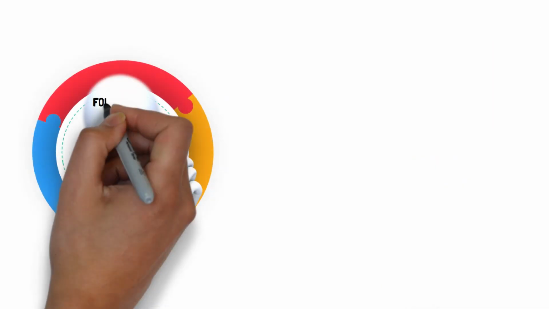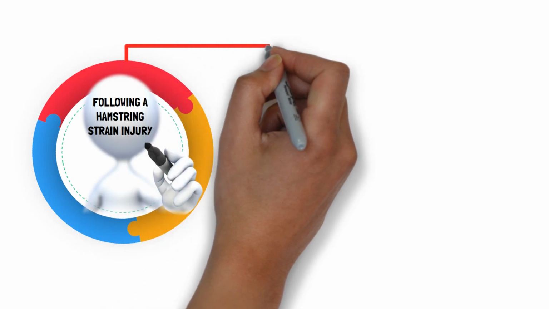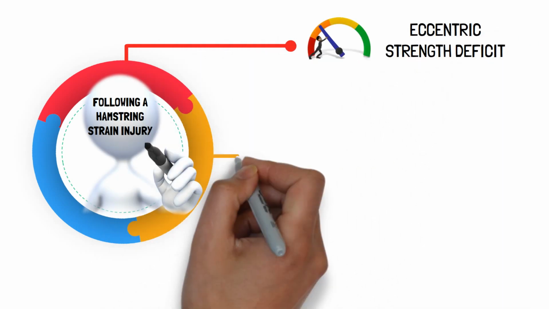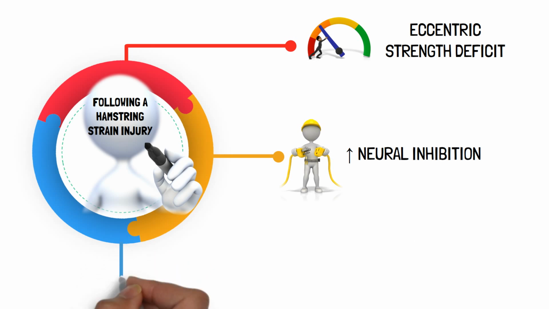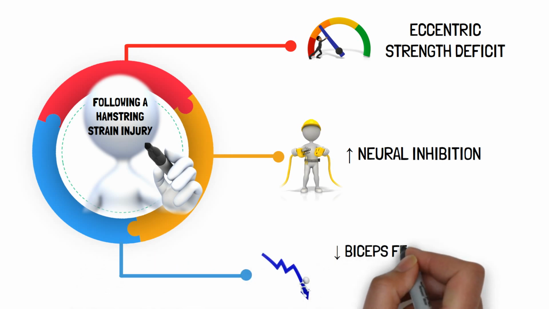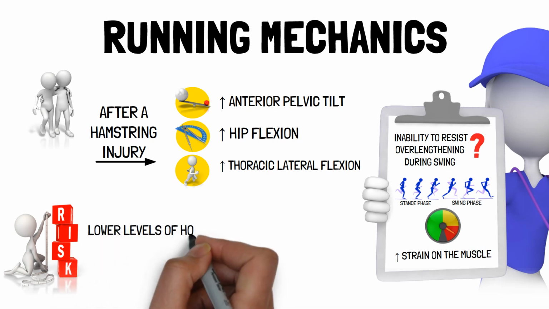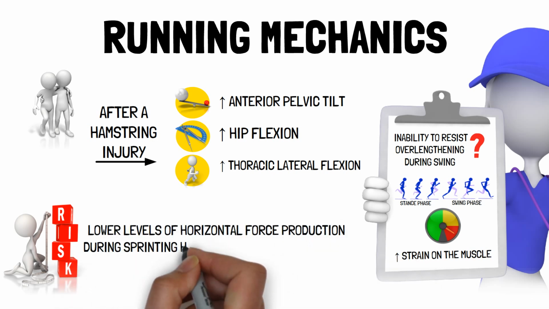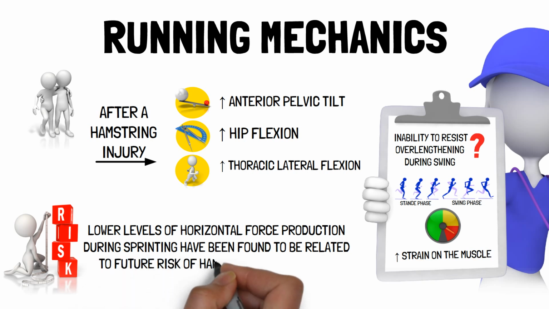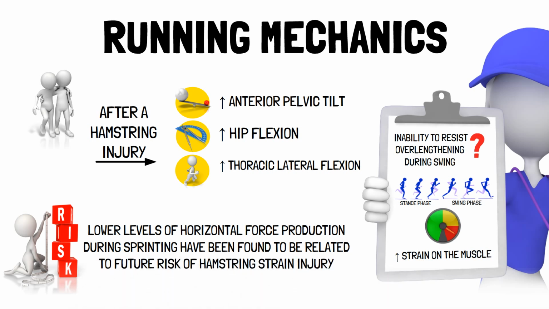Following a hamstring strain injury, many athletes exhibit an eccentric strength deficit, greater neural inhibition, and decreased biceps femoris long head activation during the late swing phase at high speeds. Deficits in hamstring torque production during the swing phase may result in greater strain on the muscle and lower levels of horizontal force production. Interestingly, lower levels of horizontal force production during sprinting have been found to be related to future risk of hamstring strain injury. As a result, strengthening the hamstrings plays a key role during the return to play phase of the rehabilitation continuum.